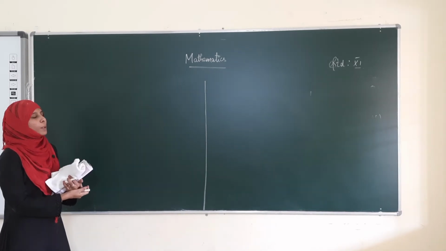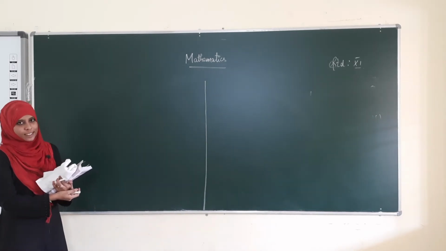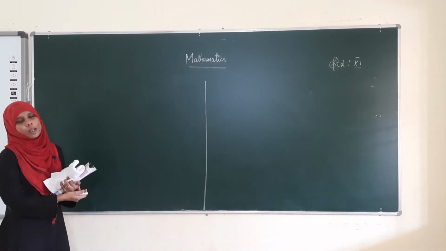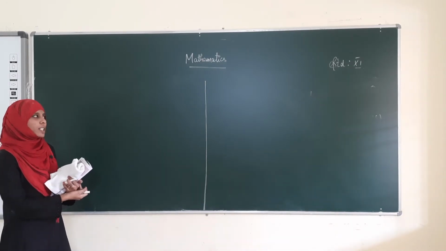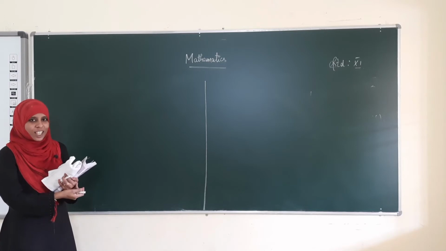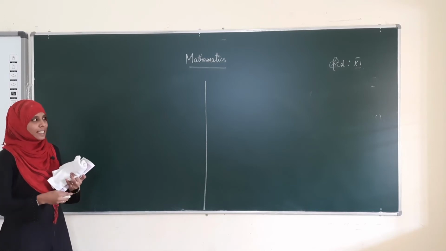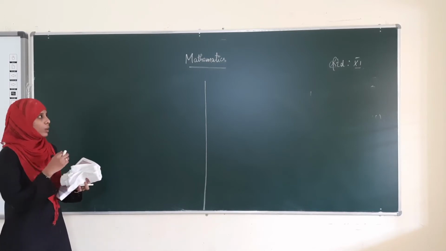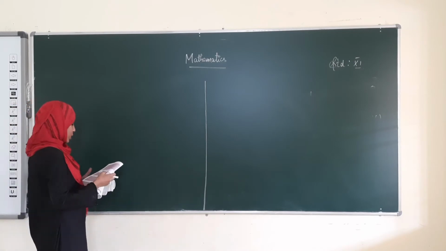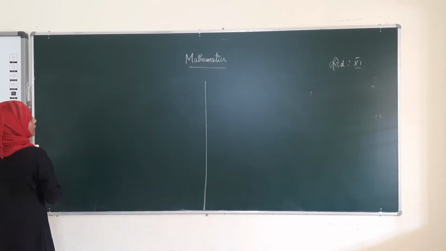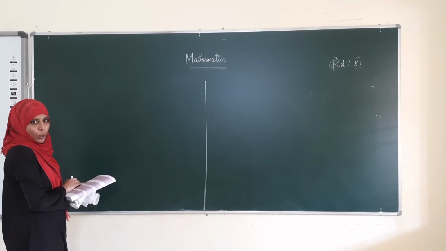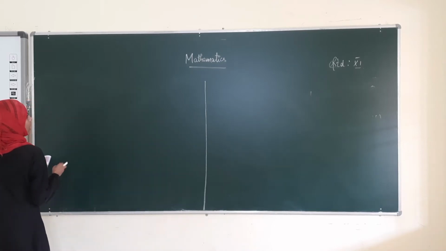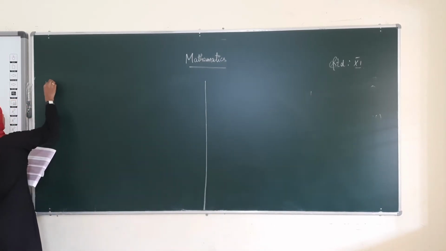So in the last class we completed some of the examples in the first chapter. Now we are going to continue the examples and later move on to the exercise that follows, that is exercise number 1.1. Now let us see the remaining examples. We have seen up to example 1.3. Now we are going to see example 1.4.